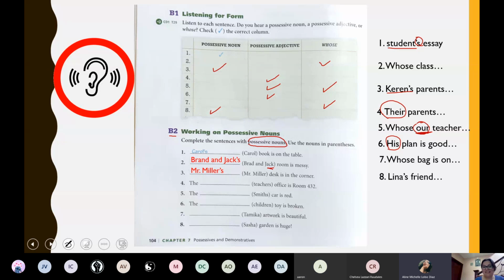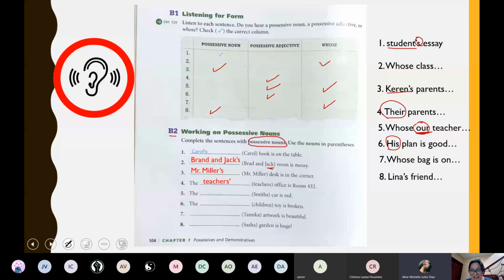Okay, so let's see, it's only the apostrophe. Remember that if the noun is plural and is a regular plural that ends with S, we only add the apostrophe, okay? If our noun is plural and ends with S, only add the apostrophe. With the other ones, apostrophe S. But with plural nouns ending in S, only add apostrophe. Okay?